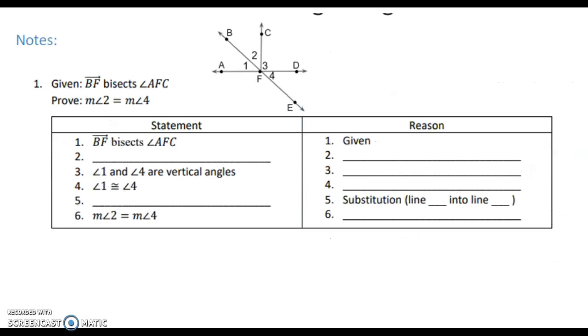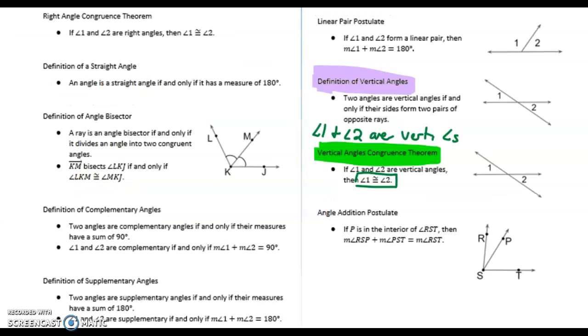Okay, so the first statement we have, the given, is ray BF bisects angle AFC. So clearly the key word is bisects. So we need something about an angle bisector. Let's go check out our resource sheet. Definition of angle bisector, let's look at the example. Ray KM bisects angle LKJ if and only if it makes two congruent angles. So basically, since we know bisect, we can state the two angles are congruent.